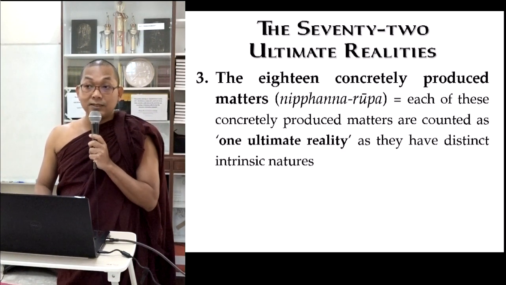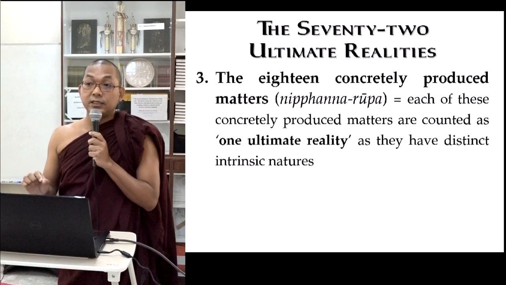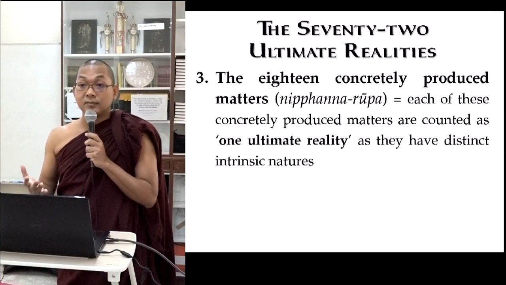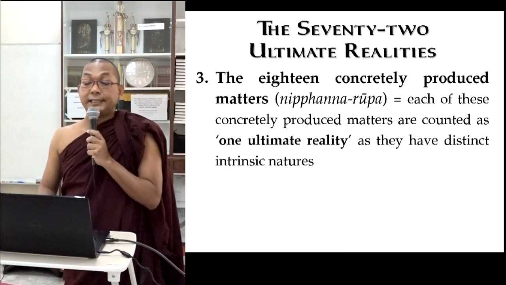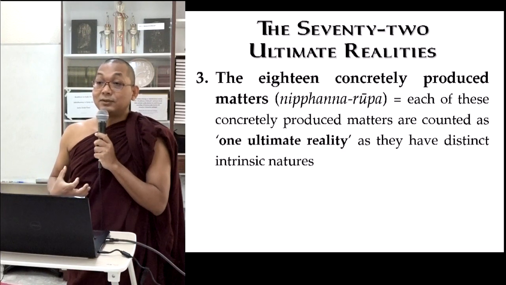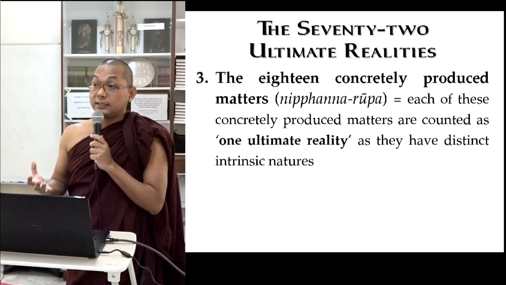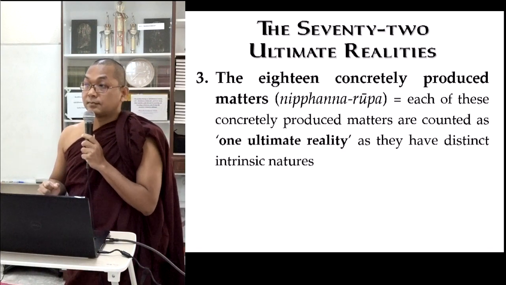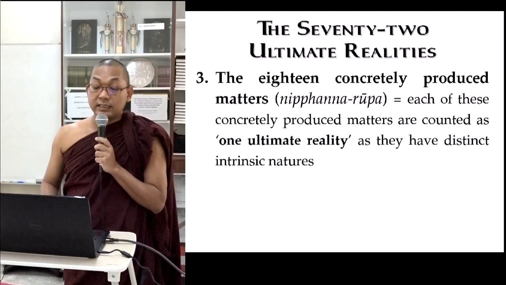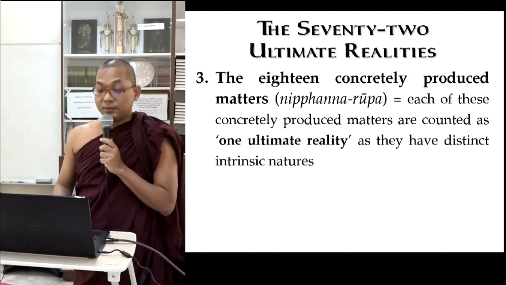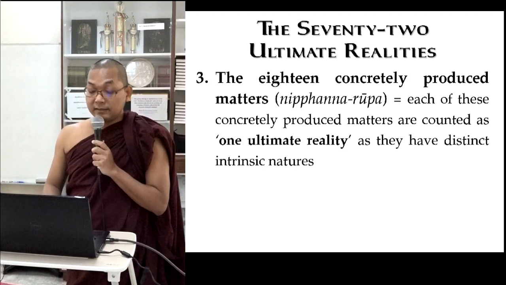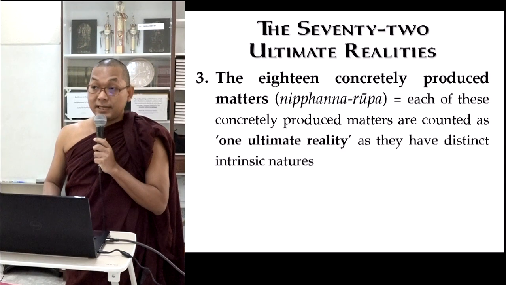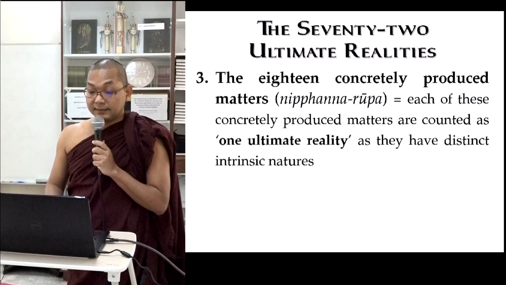Regarding pathavi, the earth has an intrinsic nature of solidity, hard and soft. Regarding fire, or tejo, its characteristic is temperature, cold and heat. Each of these 18 concretely produced matters has its own characteristics. For that reason, in the matters, we have 18 material ultimate realities.